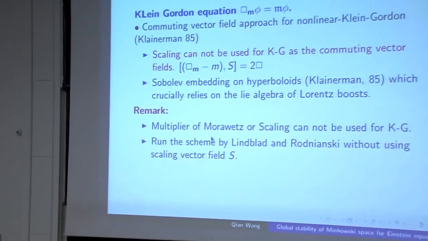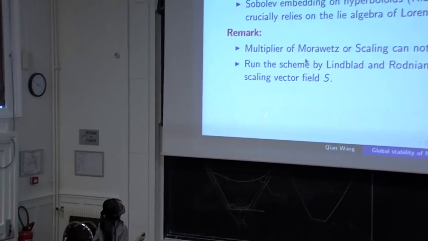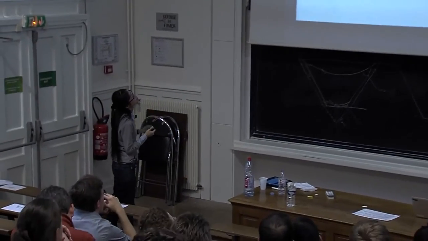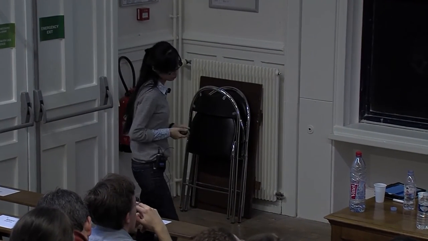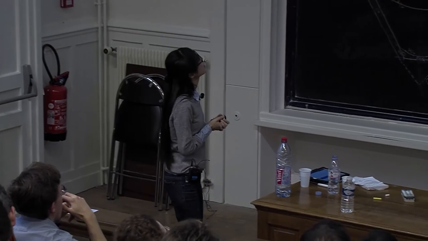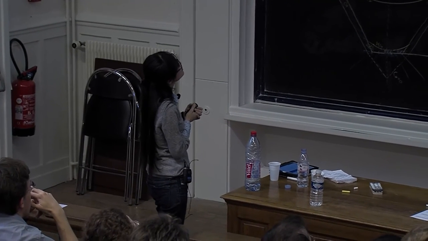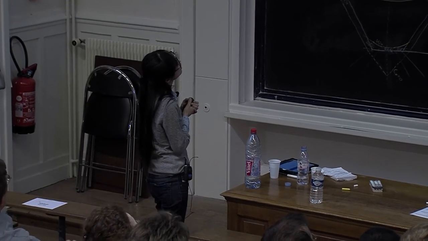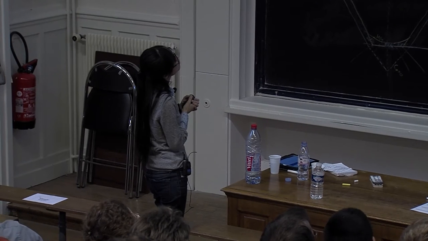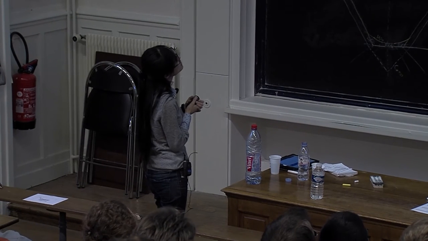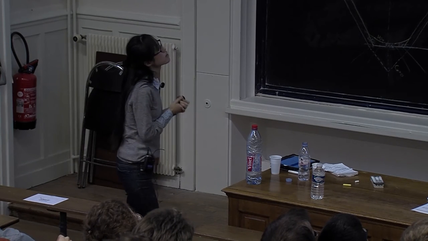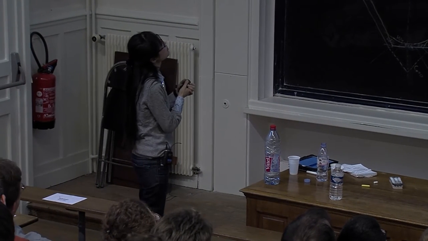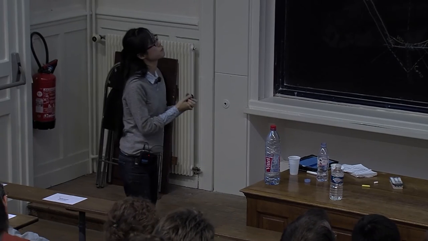Okay, so what is the issue? Let me first point out this problem itself has some issue with S, the scaling. The scaling vector field doesn't get along with this Klein-Gordon operator. When you commute it, the right side pops out two box M. And if it's two multiple of the Klein-Gordon operator, you're fine.